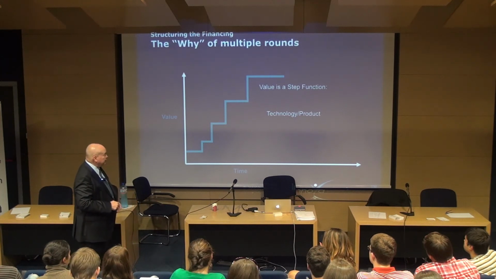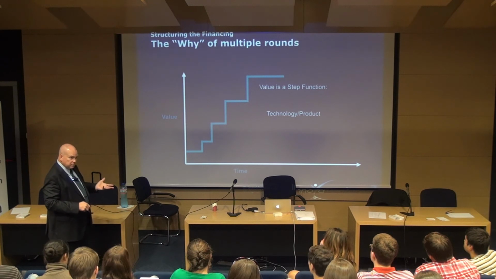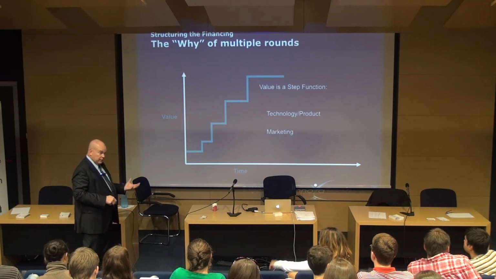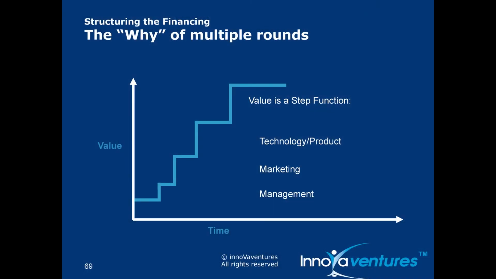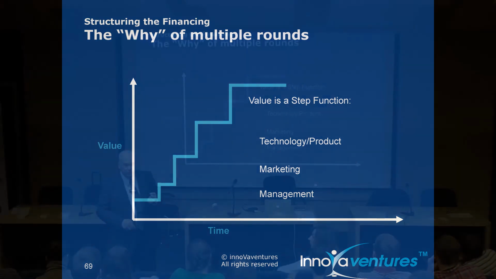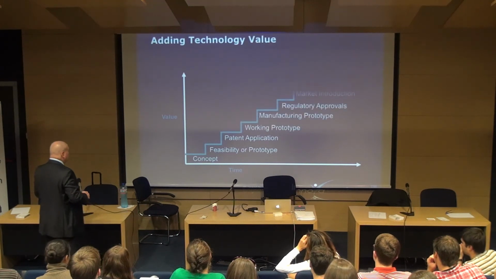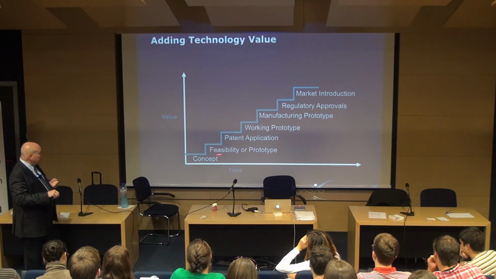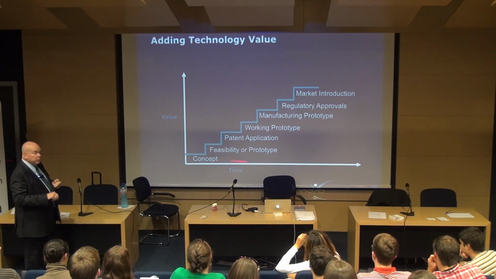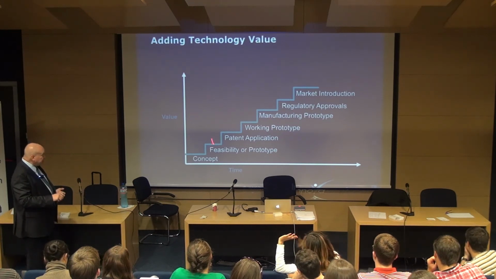We need to look at what I have created in value in the technology, in the product, in the marketing, and in the management. These are the 3 vectors we look at for creating value. Okay. So if we're looking at the technology, at the very beginning we have a concept, and then we move on and we have a feasibility or a prototype so we can actually show that this thing works. We have a patent application.